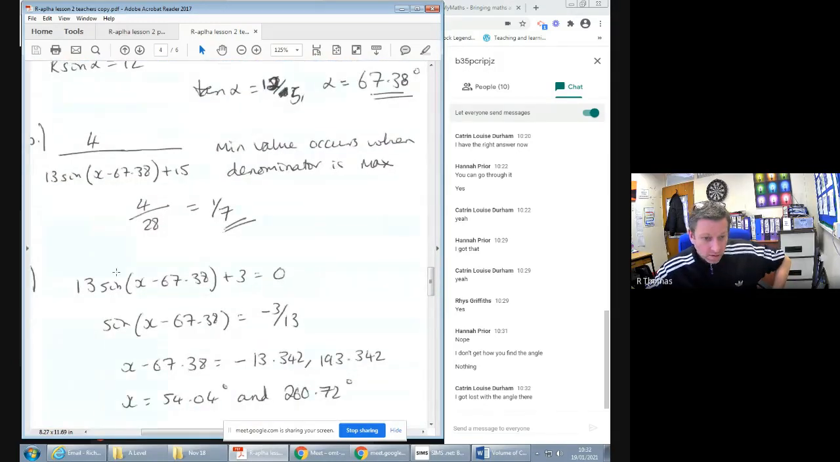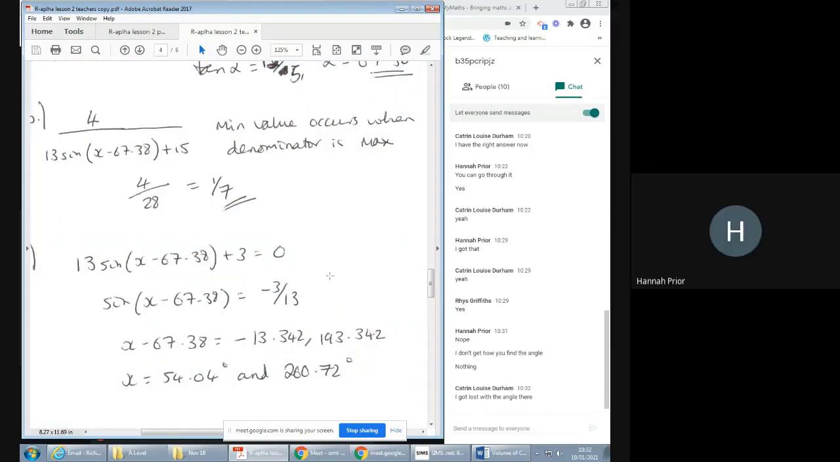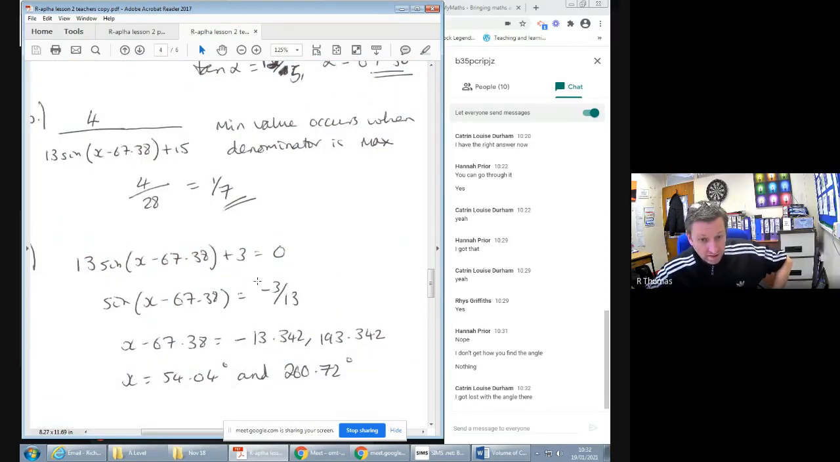Okay. So you're happy with this part here, and you're happy taking the 3 over and it becomes a minus and dividing through by the 13. Happy with that? Yeah. And then you press inverse sine on your calculator, sine to the minus 1 of this, and your calculator should say minus 13.342. You get that? No, that's the bit I get, but it's fine now.